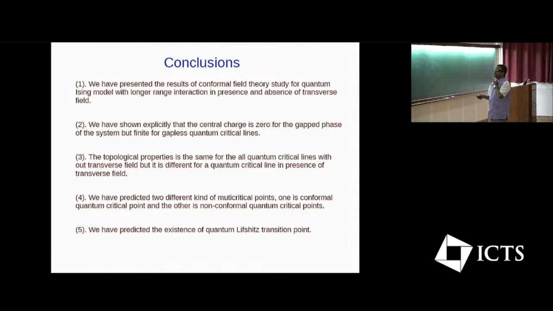Okay, we have predicted two different kinds of multi-critical point. One is the conformal quantum critical point, and the other is the non-conformal quantum critical point, and we have predicted the existence of the quantum Lifshitz transition point.